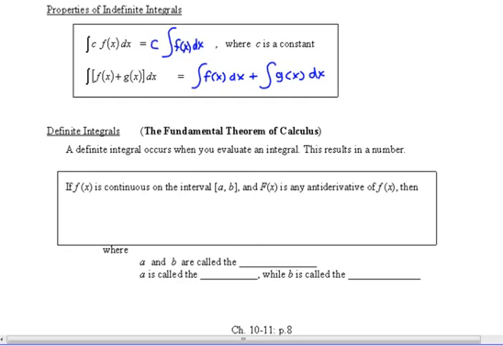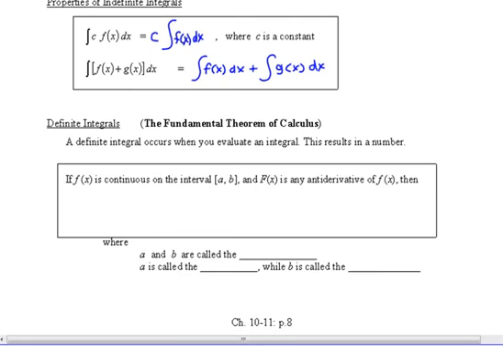Okay, so finally, the fundamental theorem of calculus. A definite integral occurs when you evaluate an integral; the result is a number. So if we're actually evaluating between two values, I want the integral between 1 and 5, kind of like the area between 1 and 5. But area is not always the same.